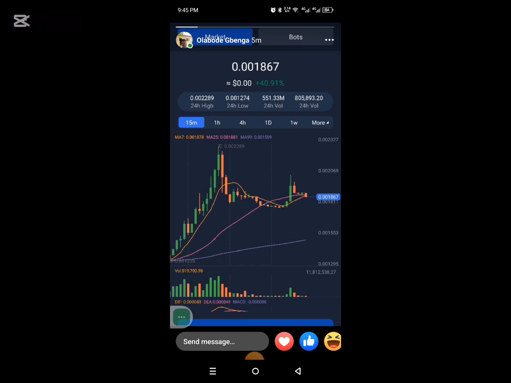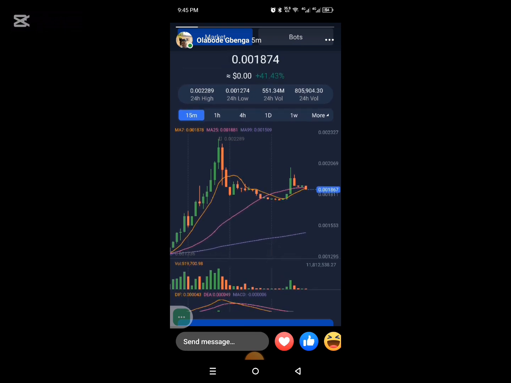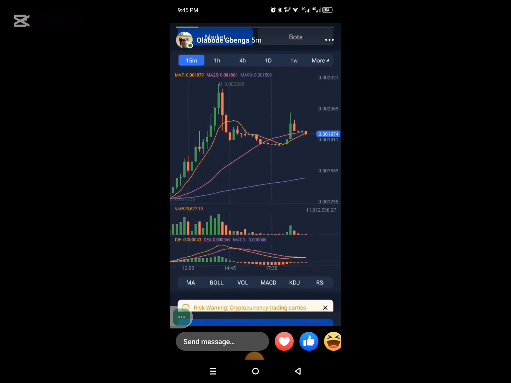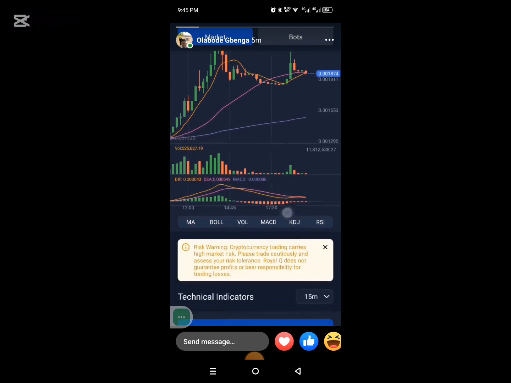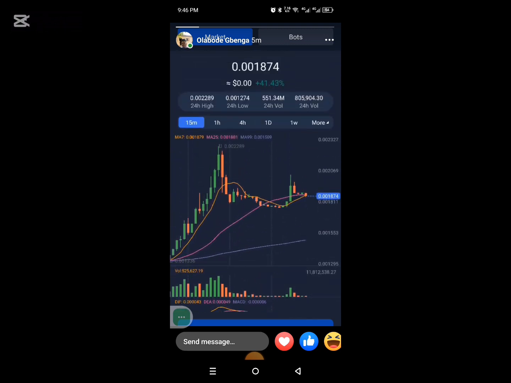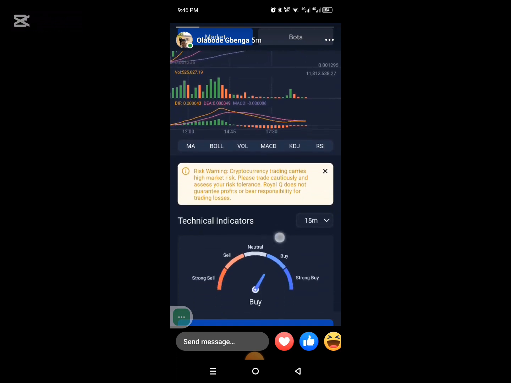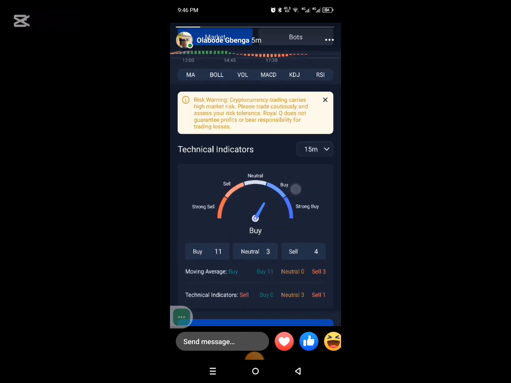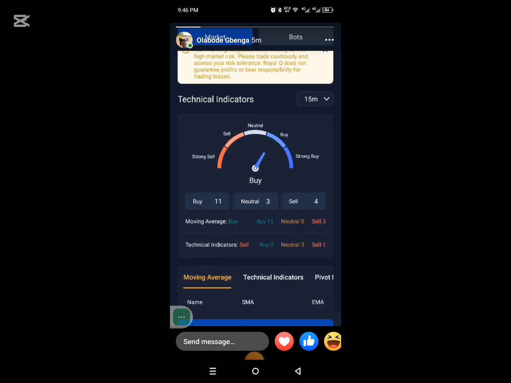Even though I did not recommend it, this is what you need to check before trading any coin, and I want to show you here. Whenever you come to this, you click on Add, you scroll down, and under indicators you click MACD. This is MACD. So you will see the technical indicator.